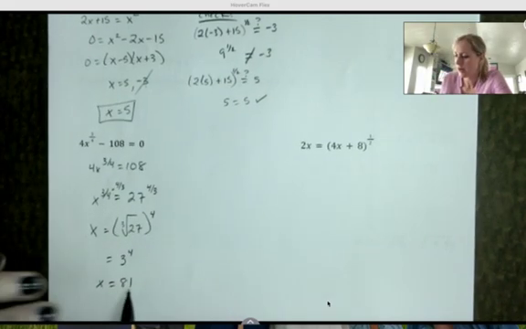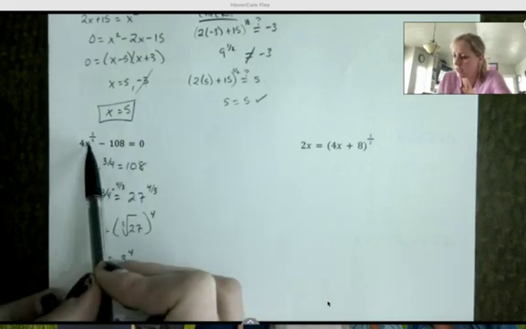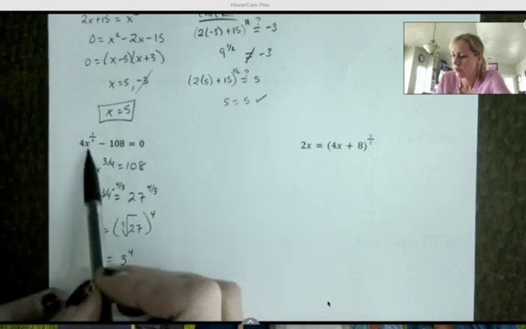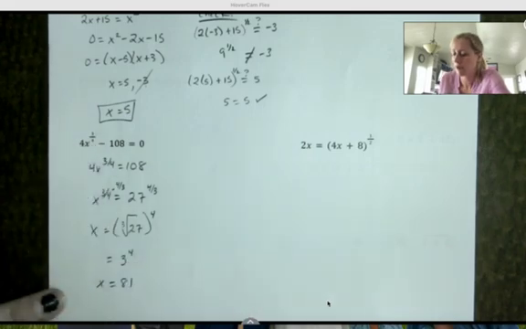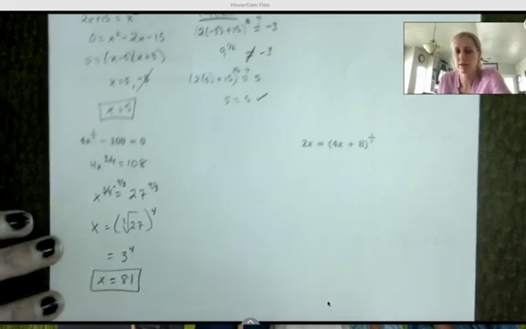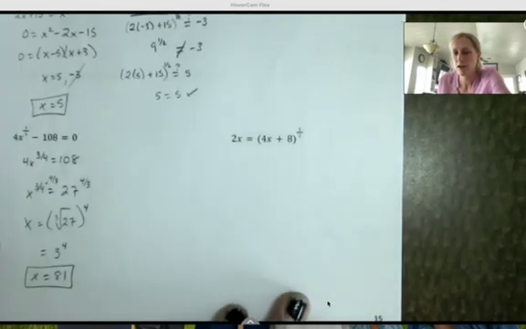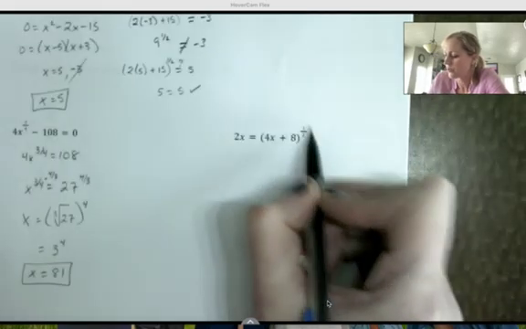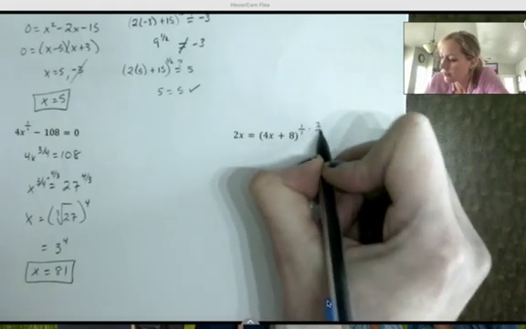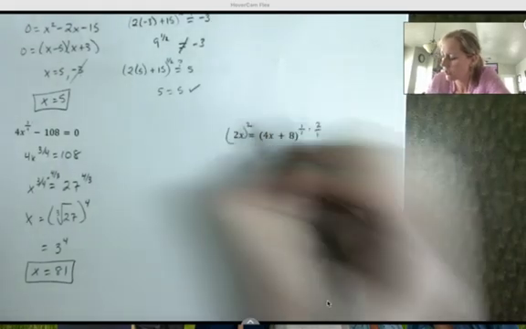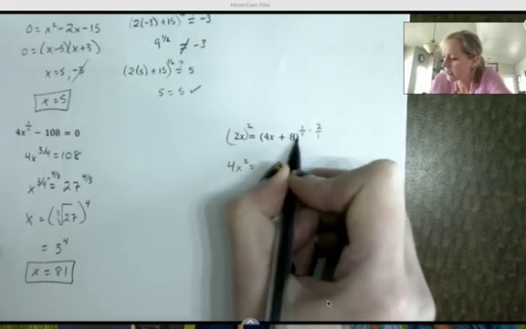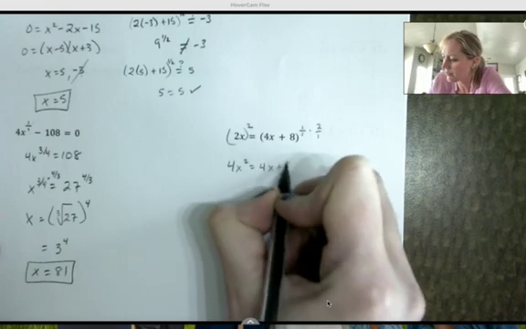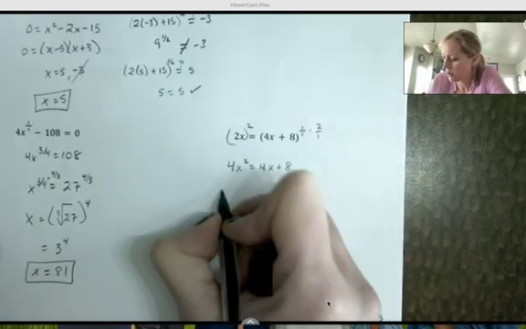Okay, all right, if I plug 81 back in, 4th root of 81 is 3, 3 to the 4th is 27, times 4 is 108. That one checks out. Okay, this one, apply the reciprocal. So this is going to become 4x squared. Here we're left with 4x plus 8. Set it equal to 0.